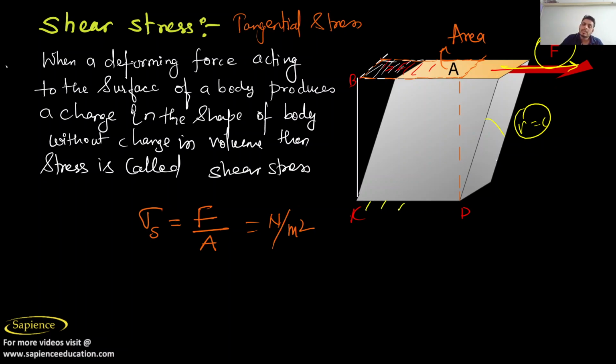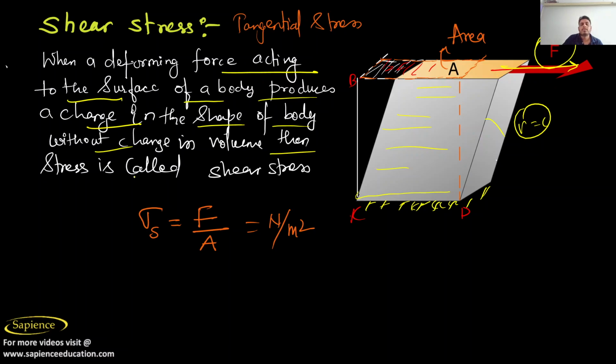See, this is your rigid part. You have fixed this solid from the base, and if you apply a force, it will try to move, but the base won't be able to move because it is fixed. So when a deforming force acting on the surface of a body produces a change in the shape of the body without change in volume, it is called shear stress.